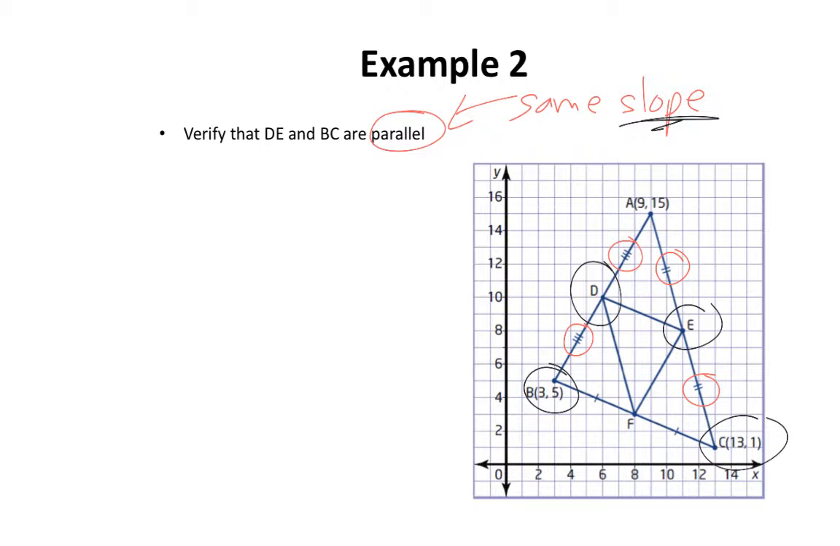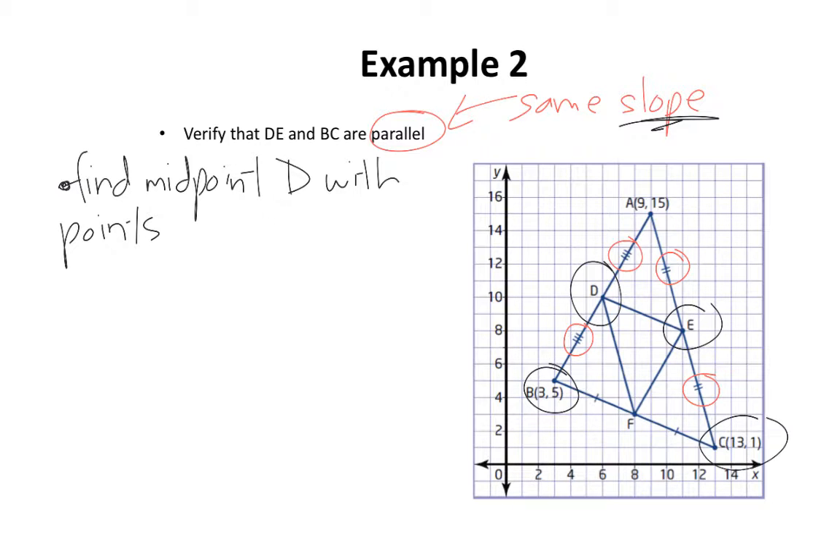So let's go ahead and write a strategy for this. So our first step is to find midpoint D with points A, B, and the midpoint equation.